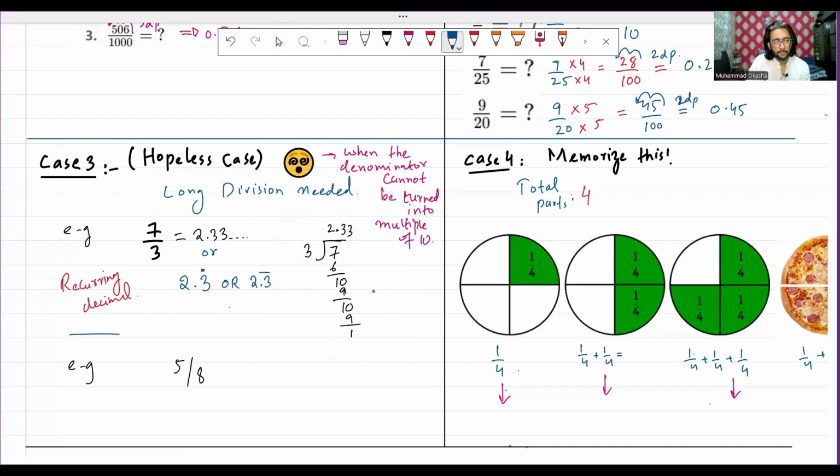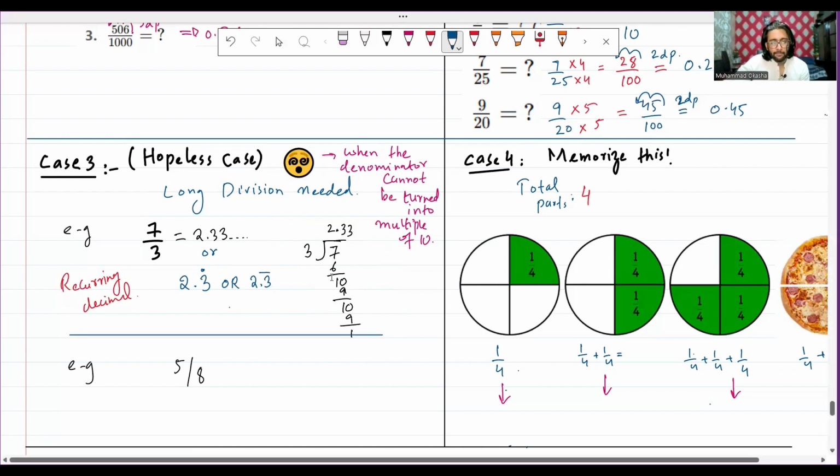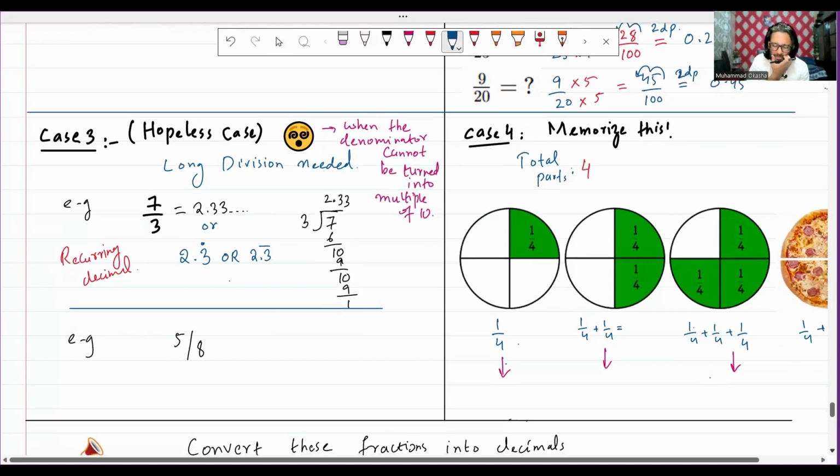Okay, let's try another. 5 divided by 8. How would you do this? Again, the same reply. I cannot make the denominator any multiple of 10. So I'll just put 8 outside, 5 inside, the numerator inside, the denominator outside. And I cannot divide 5 by 8 right away. So I'll put a 0. I'll put a point here. I'll get a 0 here.